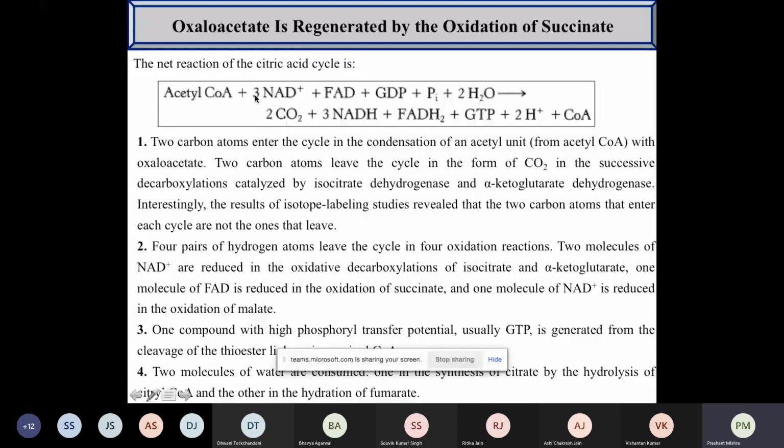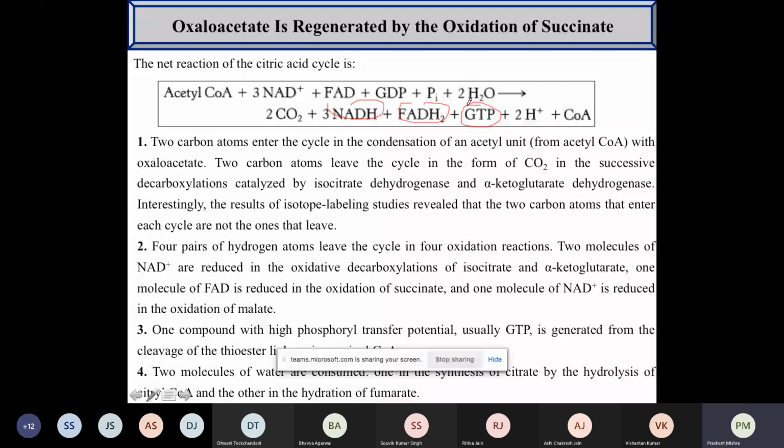And ultimately what you gain is 3 NAD plus converted into NADH, 1 FAD converted into FADH2, and 1 GDP plus Pi converted into GTP. So ultimately this is the gain, this is the one which you are looking for. This NADH, FADH2 and GTP are the end result of your TCA cycle, and these molecules are important for energy generation.